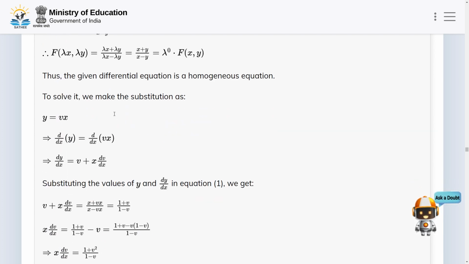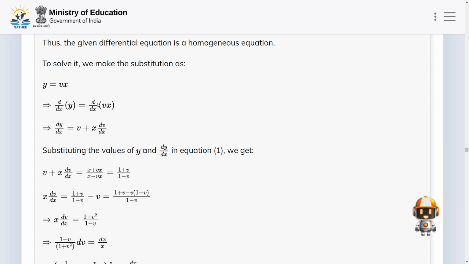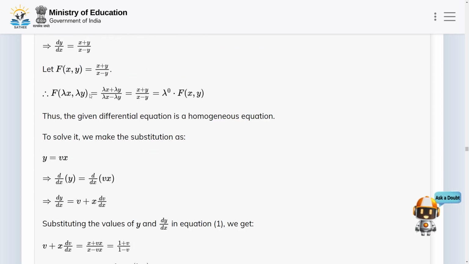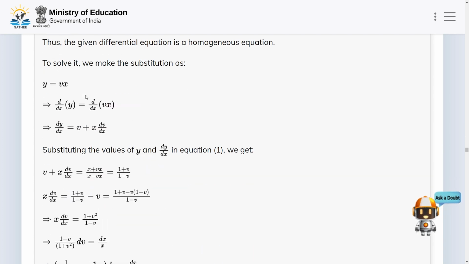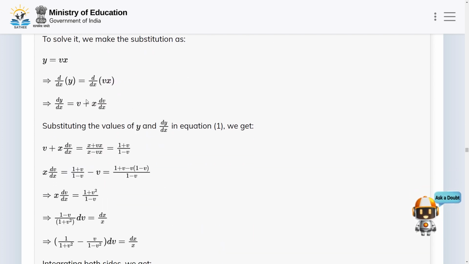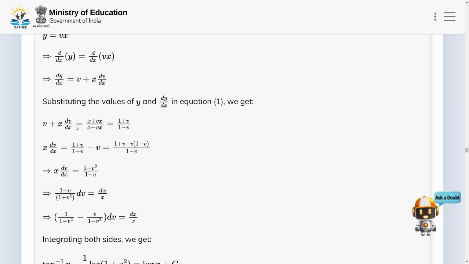This means you can substitute. What substitution do you have to make? y is equal to vx. This gives you dy by dx is equal to v plus x dv by dx. Replace dy by dx in here, and also substitute y is equal to vx. After substituting these two things, you will get v plus x dv by dx is equal to x plus vx divided by x minus vx. x can be cancelled easily. You will have 1 plus v divided by 1 minus v.